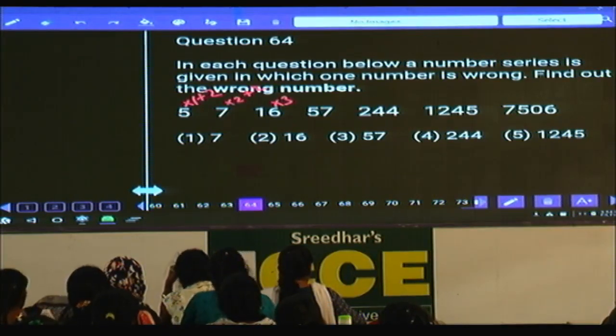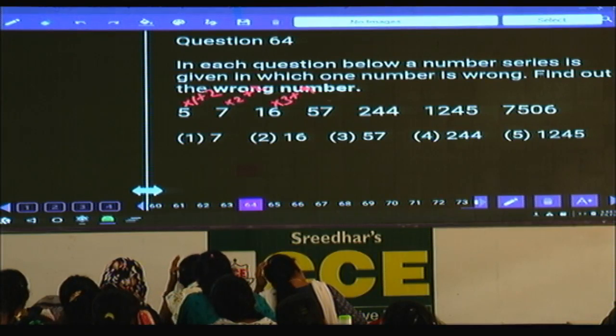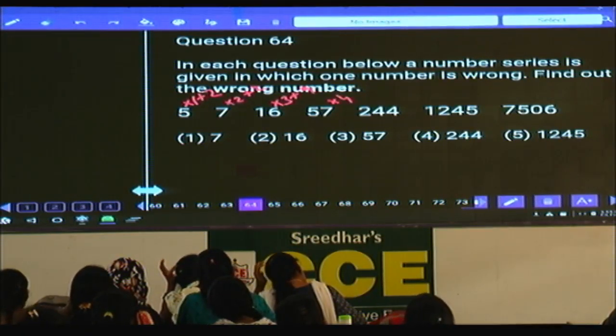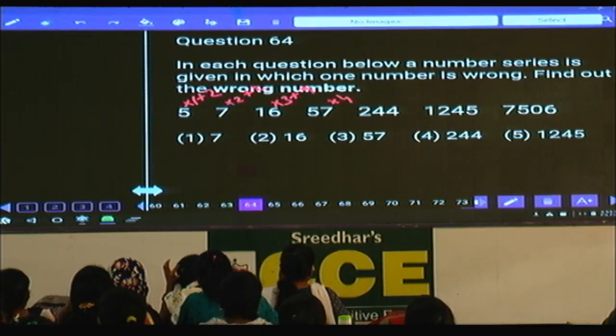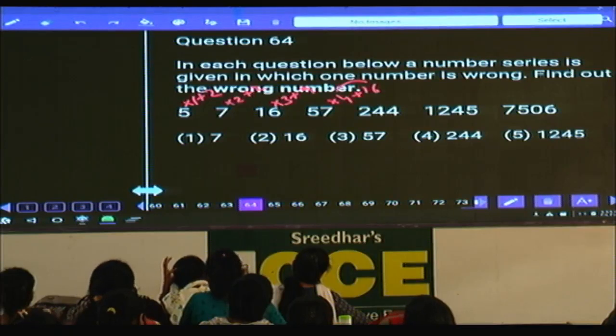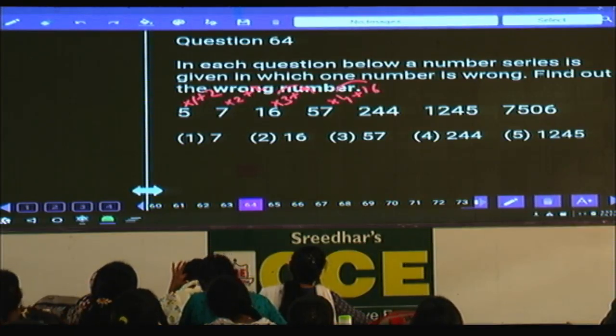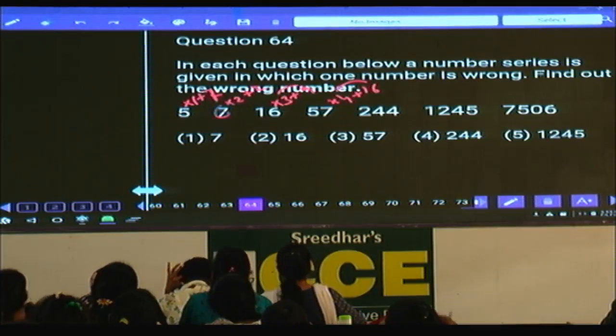Then what is the other one we have? Then 16 into 3, 48. 48 plus 9. Next one, 57 into 4. 57 into 4 is how much? 50 into 4, 200. 7 into 4, 28, 228. 228 plus 16. That is, this is into 4 plus 4 square. Hence, this is into 3 plus 3 square. Earlier, there is an error. Now, this must be into 1 plus 1 square. If it is into 1 plus 1 square, this is 6.